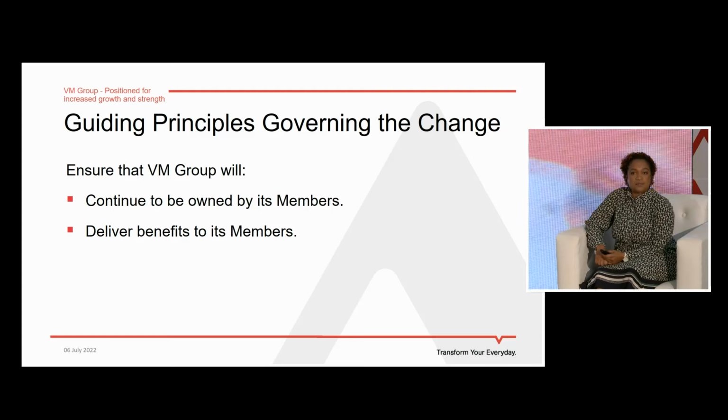So what are the guiding principles governing the change? As a mutual organization, we want to ensure that our members continue to own VMBS, the group, and the subsidiaries, and continue to deliver the benefits. While we will introduce a financial holding company, we will also ensure that the members' rights are preserved and they continue to reap the full benefits of a mutual organization.